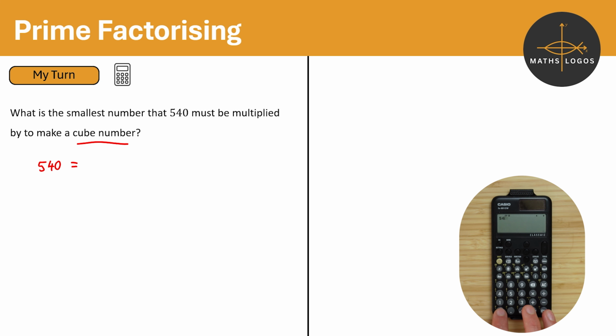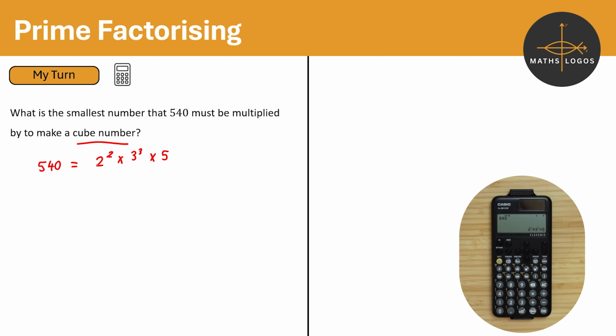So let's type in 540, and we'll look at the prime factorized version of that. And it's 2 squared. So already we're seeing that it can't be a cube number because this is not a multiple of 3. Multiplied by 3 cubed. So that's okay. We've got a multiple of 3 on the index there. Multiplied by 5. And that's not okay. We need a multiple of 3.